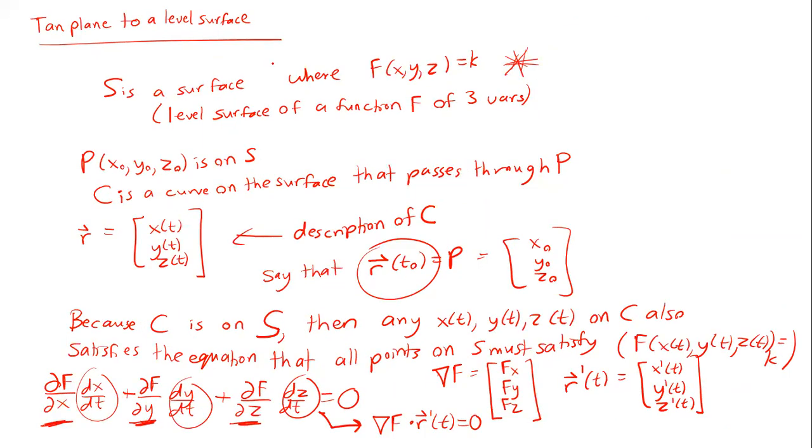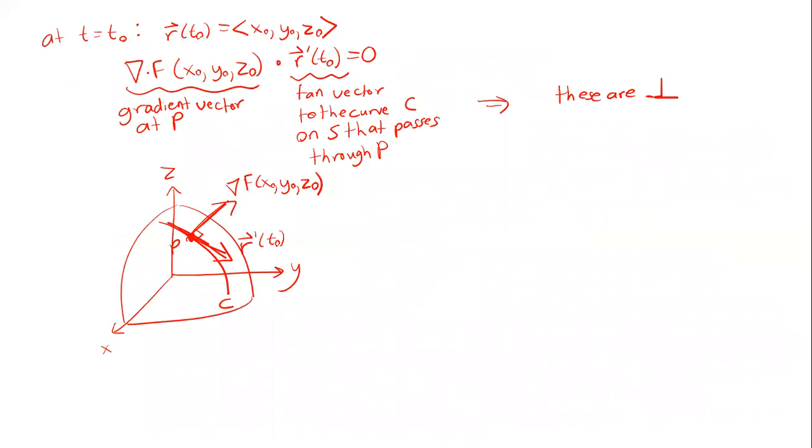And then we also talked a little bit about tangent planes to level surfaces. In particular, what we came up with is that the gradient vector at a point P on a surface S is going to be perpendicular to the tangent line through a curve lying on the surface S that passes through the point P.